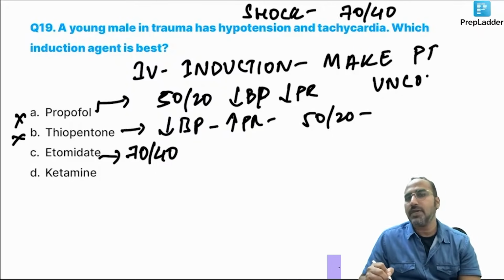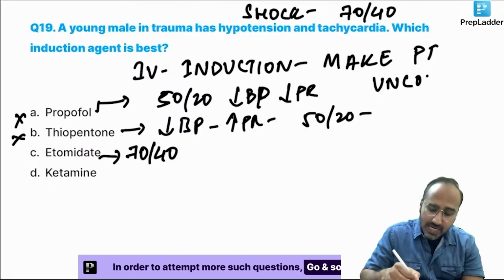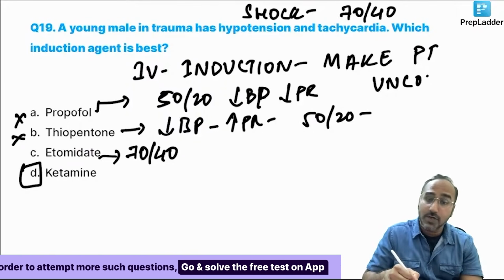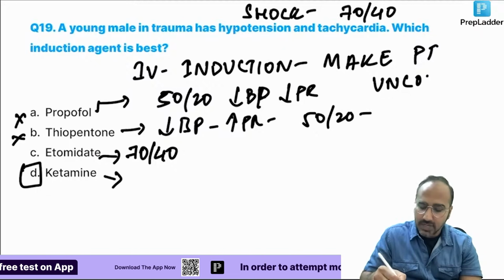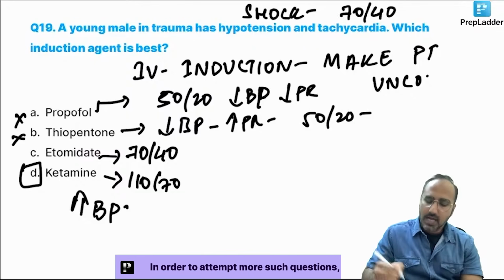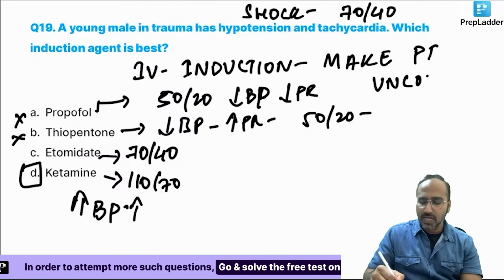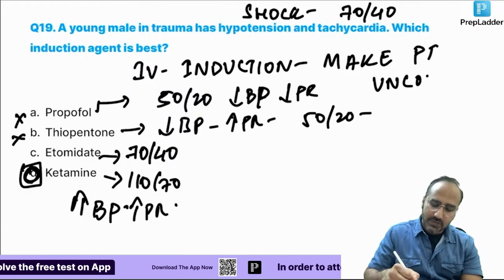Is it harming the patient? No. It can be given, but it is not doing any good. When we are having our hero ketamine, what will it do? Ketamine, when you give to the patient, it will basically make the BP 110/70, because ketamine increases the BP, but on the other side, it also increases the heart rate. So answer is what guys?